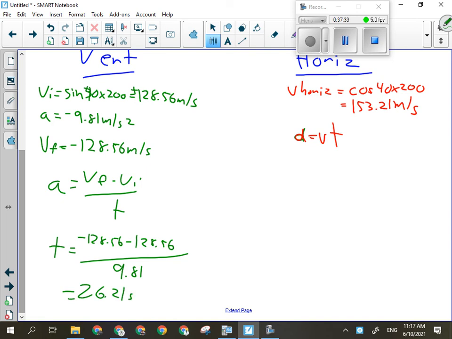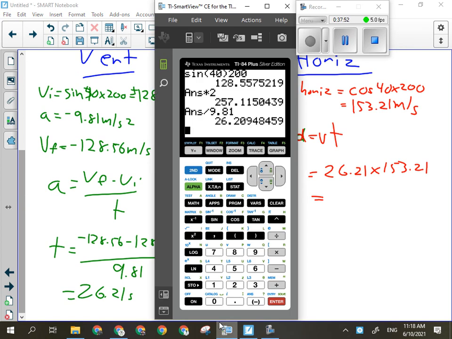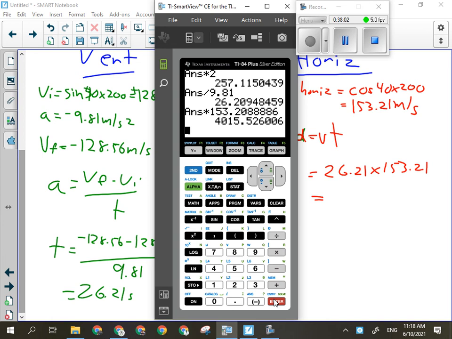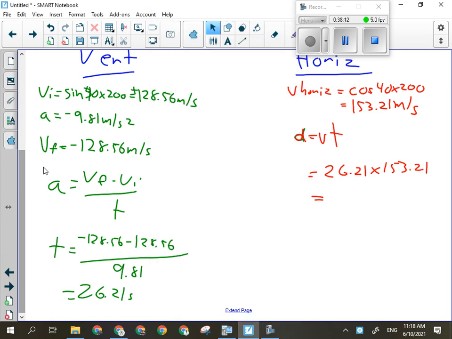All right, that time can go over to the horizontal part because that's one of the things they share. So 26.21 seconds times 153.21 meters per second is going to give me my total horizontal distance traveled. So horizontally, we're going to travel 4 kilometers. 4.0 times 10 to the 3 meters. That's the first thing they wanted me to find.